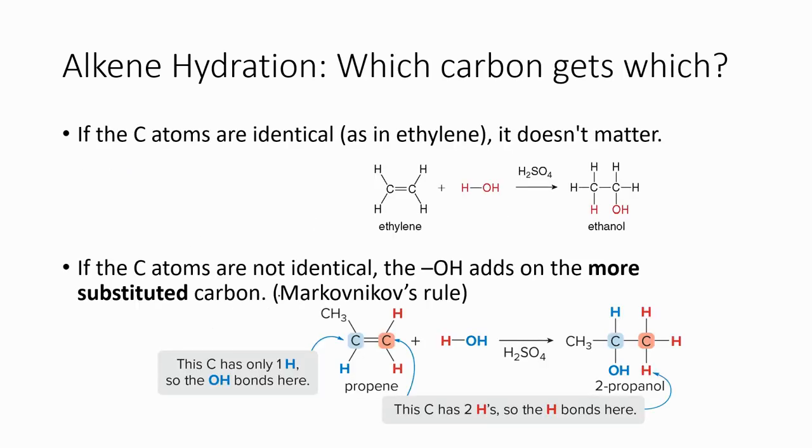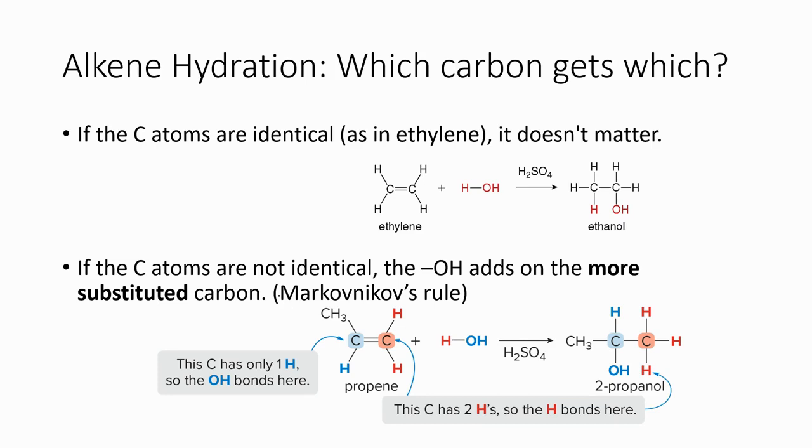Okay, so the other thing we need to think about is we're going to predict where the OH is going to end up, where the H is going to end up. And this is based on experimental evidence. This is what really happens. If the carbon atoms are not identical, then the OH group is going to go to the more substituted carbon. So we're looking at the 2 carbons on the double bond, and we look to see which one has more groups on it. That's where the OH is going to end up.